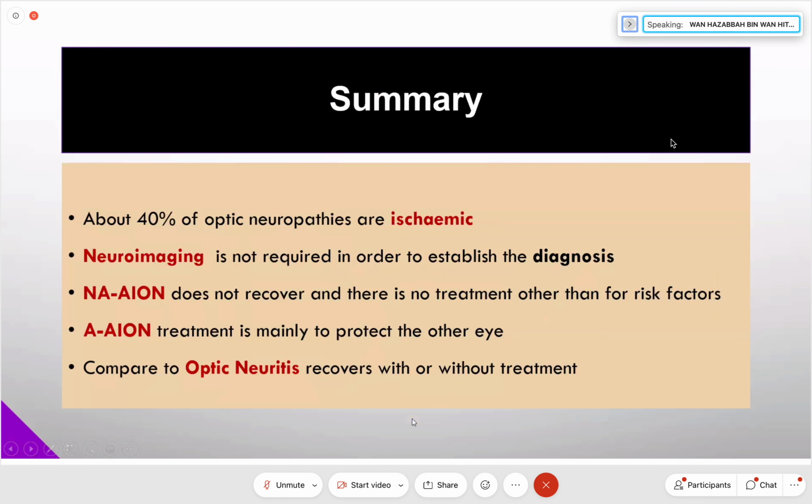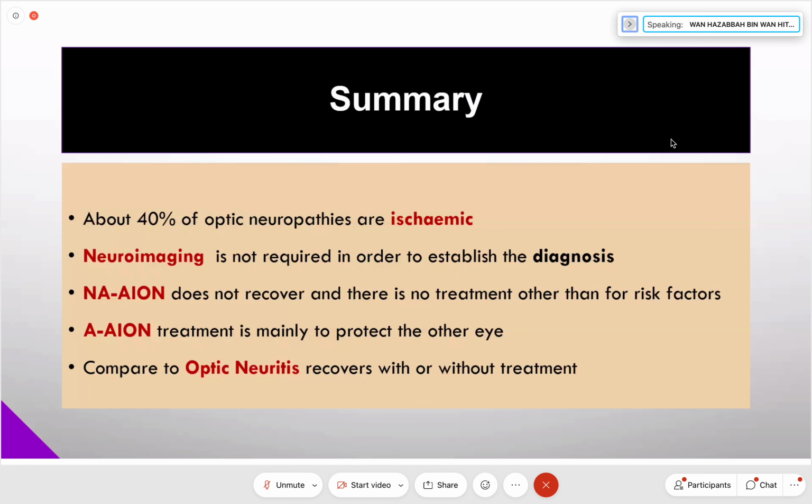Then recovery is also not very good. Okay. So in summary, about 40% of optic neuritis cases are the ischemic form. Neuroimaging is not really required in order to establish the diagnosis of this kind of problem. Non-arthritic AION does not recover and there is no specific treatment. But like I told you, you may try the patient on steroid, but do not promise anything.